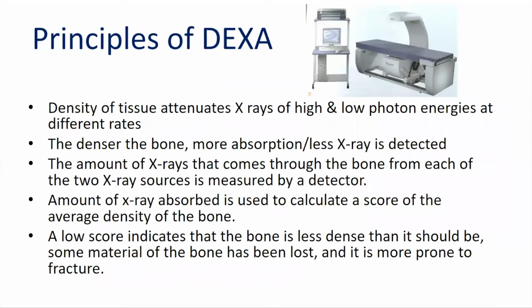So the principle of DEXA is that the density of tissue attenuates X-rays of high and low photon energies at different rates. So in other words, the denser the body part, there's going to be more absorption, and then less detection by the array detector at the top.